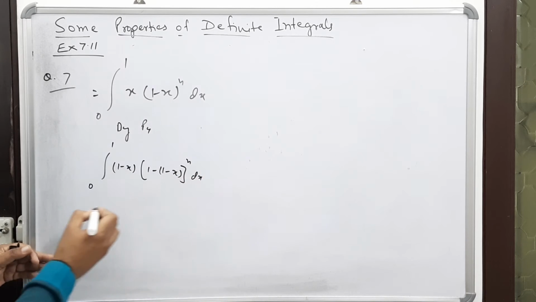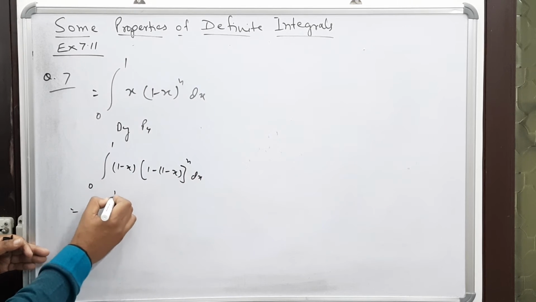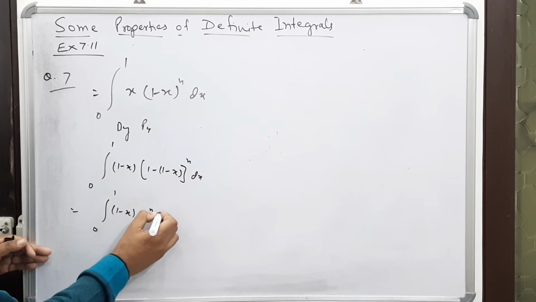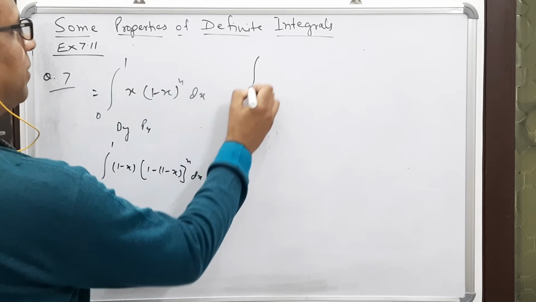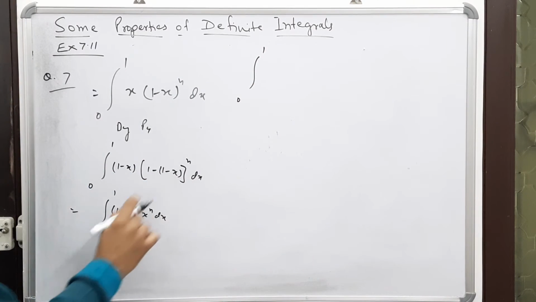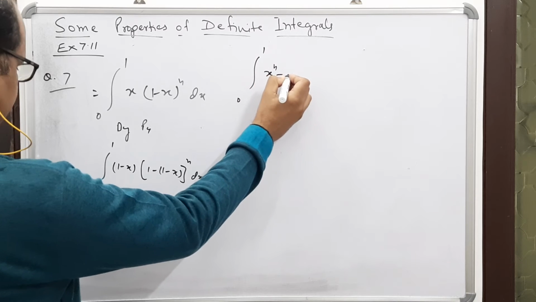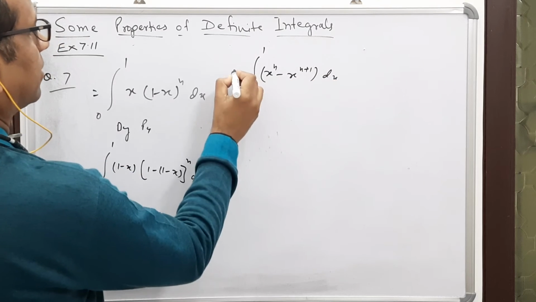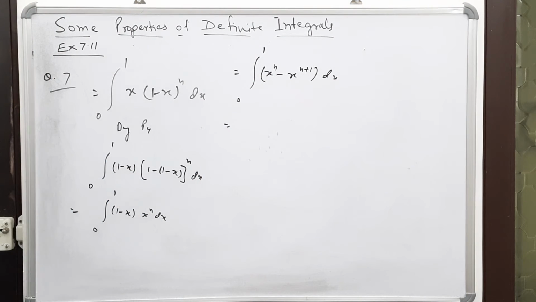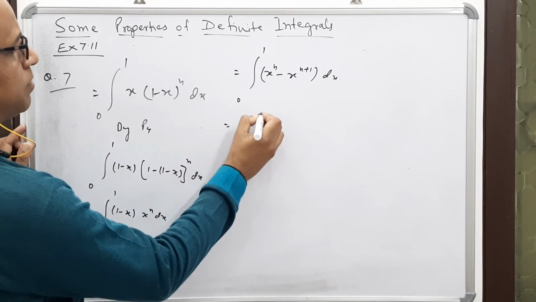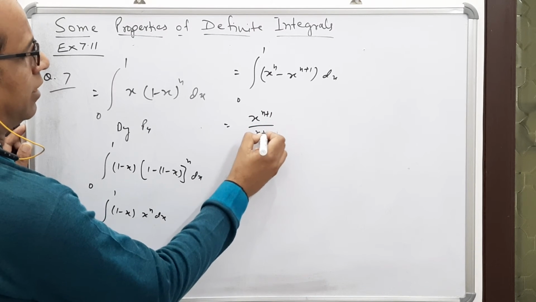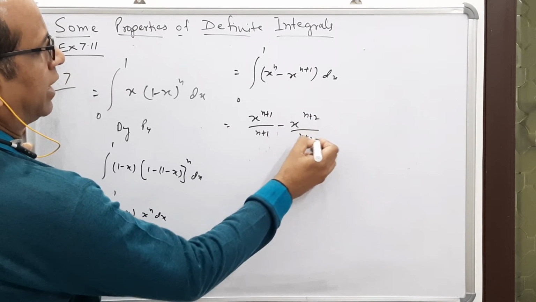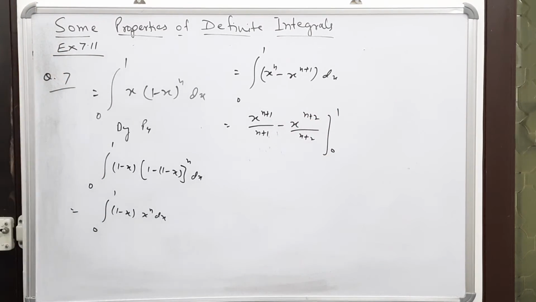n dx. So the next step is 0 to 1, (1 minus x), and this 1 and 1 cancelled, x power n dx. If you open the bracket, it is 0 to 1, x power n minus x power n plus 1 dx. Now we integrate this part. So the integration will be x power n plus 1 upon n plus 1 minus x power n plus 2 upon n plus 2, and the limit is 0 to 1.